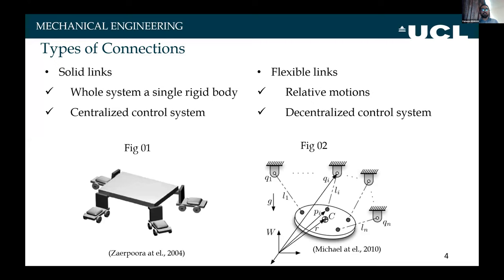On the other hand, the flexible connection method, where flexible links are used to connect the vehicles to the payload, is a little complex because there are relative motions between the vehicles and the payload, and the vehicles independently decide on their positions and their swing angles with respect to the payload, to ensure the stability of the payload in the combined system. And mostly decentralized control systems are used for such analysis, where each vehicle is independently controlled to keep its position, orientation, and then ensures the stability of the payload. In this paper, I use the solid links between the vehicle and the payload, where the vehicles are rigidly connected to the payload, and a centralized control system was designed.